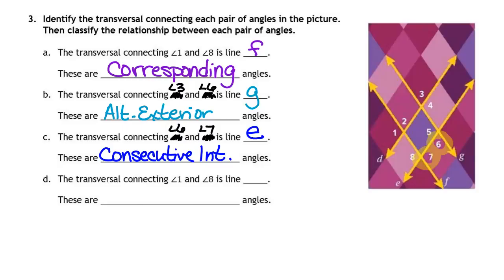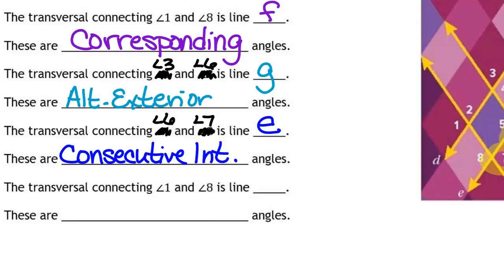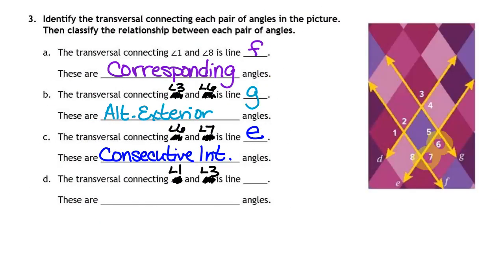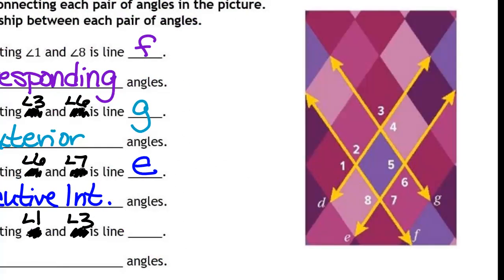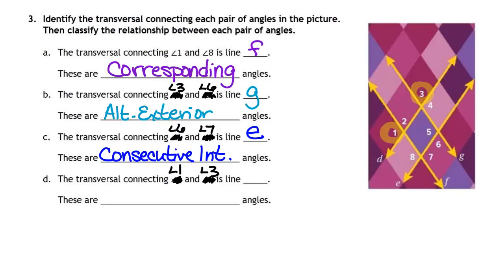Last one on this problem. What angles do you have here? 1 and 3. So I have angle 1 and angle 3. Let's go highlight those two angles. Angle 1 here, angle 3 over here. What is the transversal that connects those two? D.